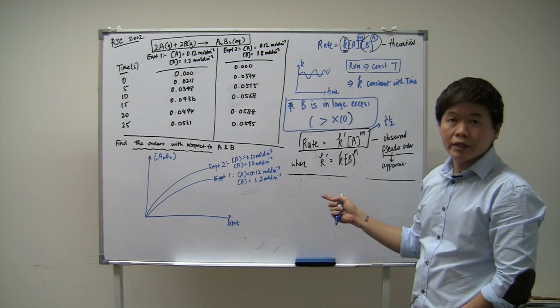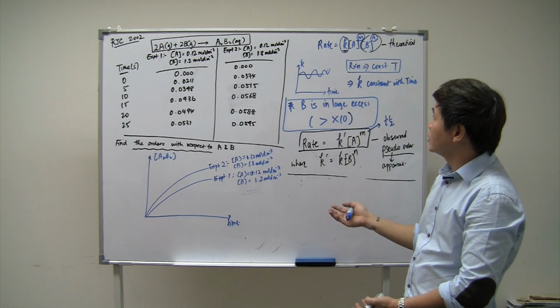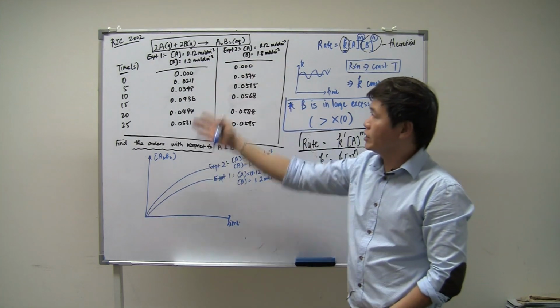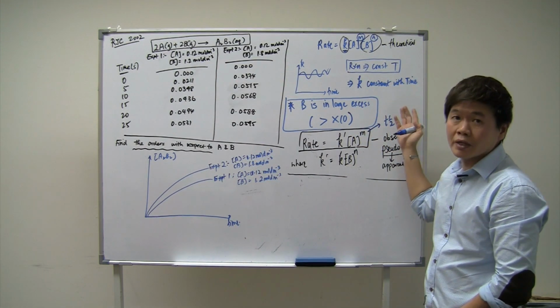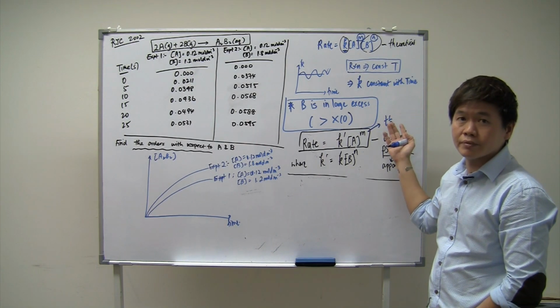And that's all I have for you today. The purpose of today's discussion is just to show you how a reaction can be easily solved using the pseudo-order method. This is also called the method of excess, all right?